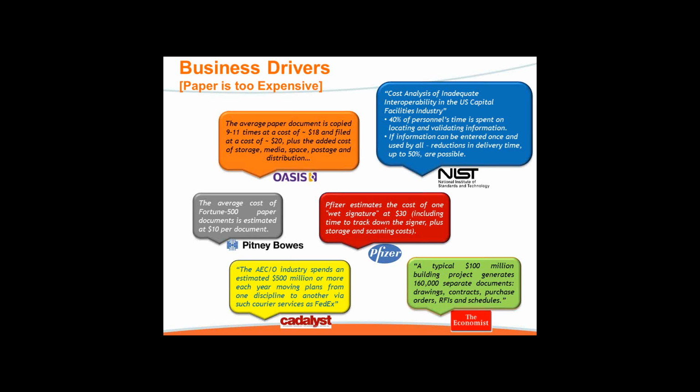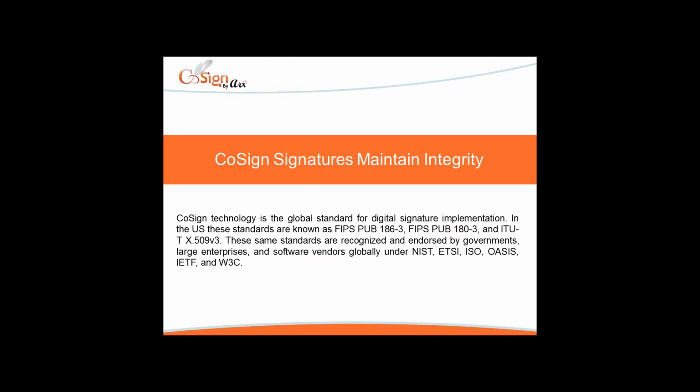Okay, moving forward here. Regarding Cosign itself, Cosign technology is the global standard for digital signature implementation. In the U.S., these standards are known as FIPS Pub 186-3, Pub 180-3, and ITU-T X.509 version 3. These same standards are recognized and endorsed by governments, large enterprises, and software vendors globally under NIST, ETSI, ISO, OASIS, IETF, and W3C.